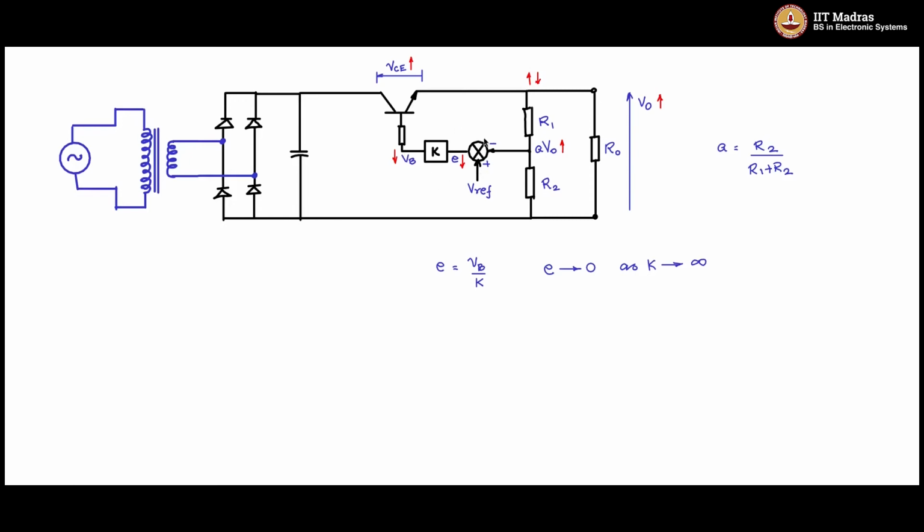So in order to implement this practically, let us replace this K, supposed to be tending to infinity. What is a high gain component? One thing that will come to our mind is op-amp. Op-amp is a high gain component, and this part can be replaced with an op-amp. So let us do that.